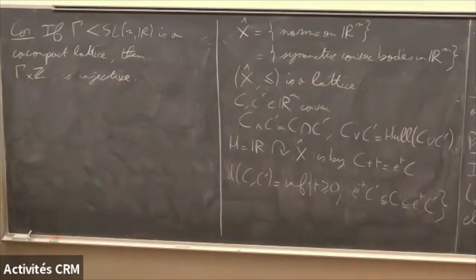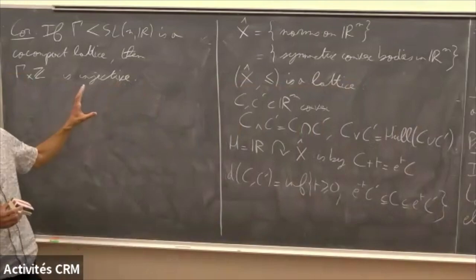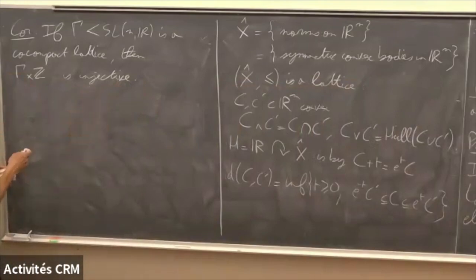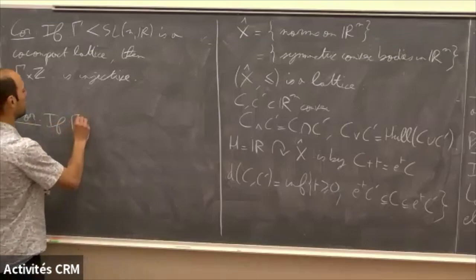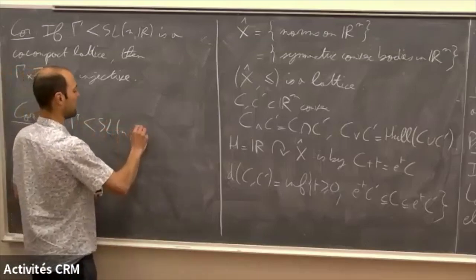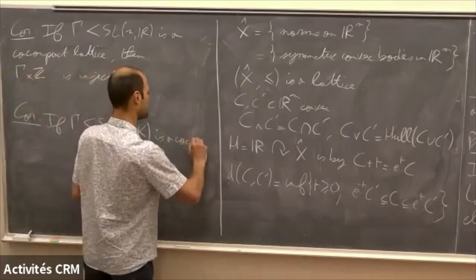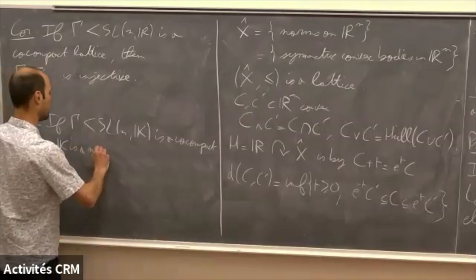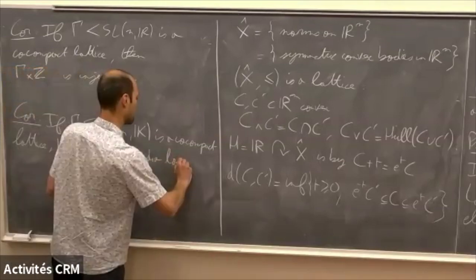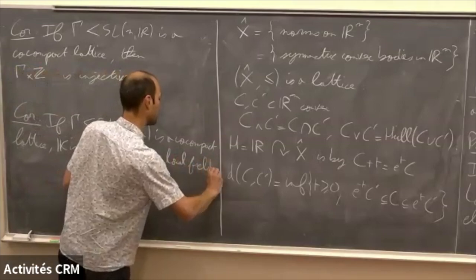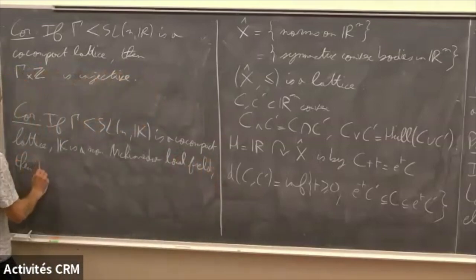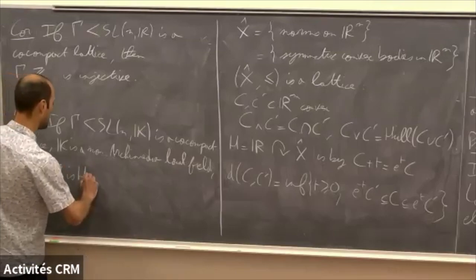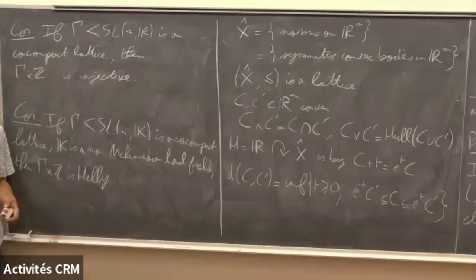Okay, so this is very nice if you like symmetric spaces. If you prefer buildings, there's another way to do it. So another corollary, that if gamma in SLNK is a co-compact lattice, where K is a non-Archimedean local field, for instance, QP, then gamma times Z is actually Helly. Why? Yes.